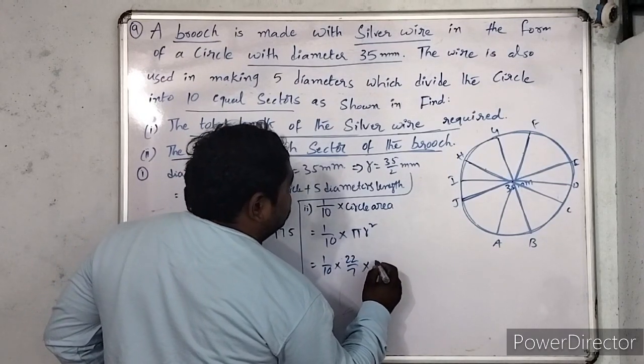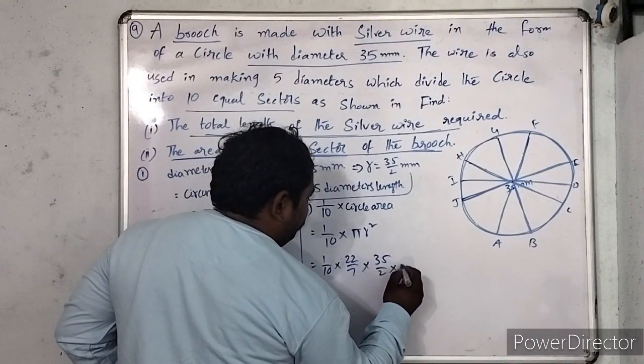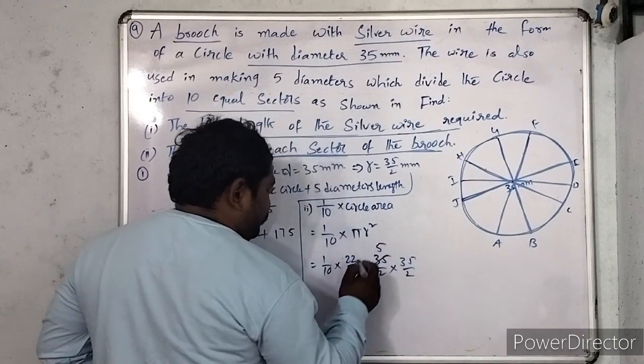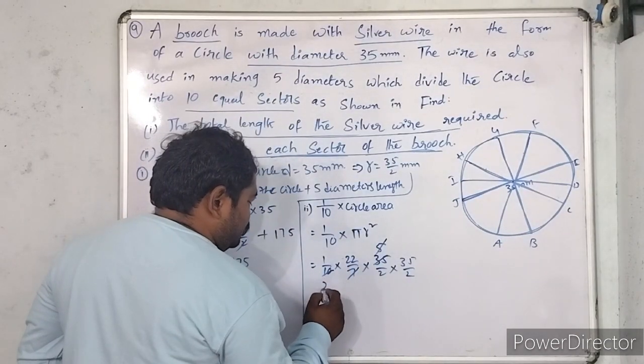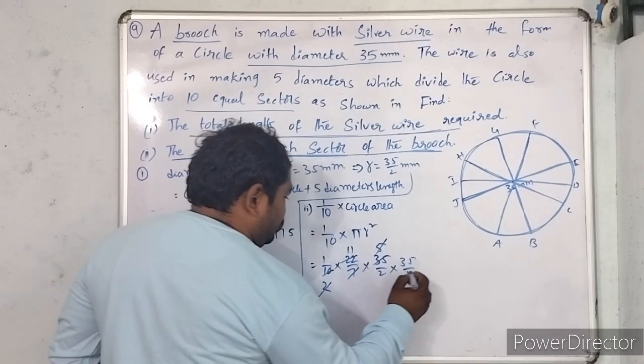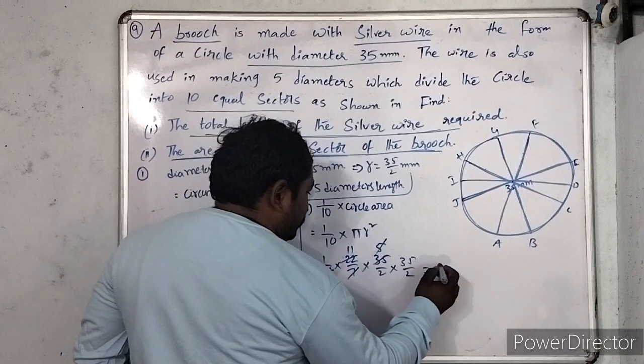R square stands for, what is the radius? 35 by 2 into 35 by 2. 7 ones are 7, 7 fives are 35. 5 ones are 5, 5 twos are 10. 2 ones are 2, 2 elevens are 22. On the numerator we have 11 into 35.